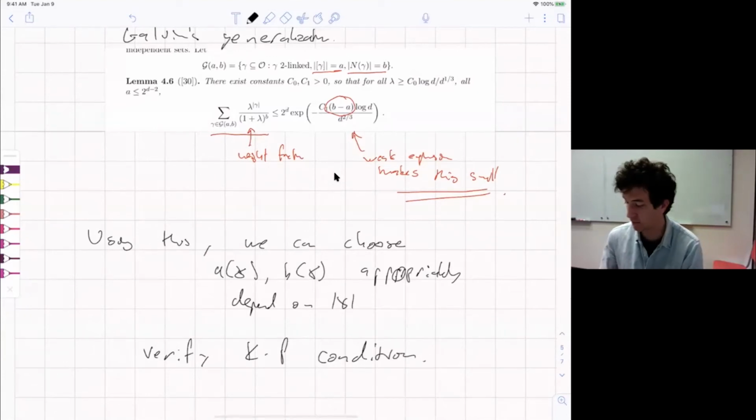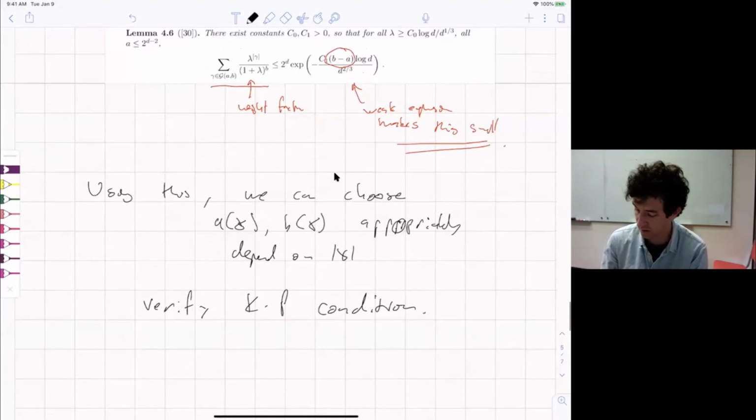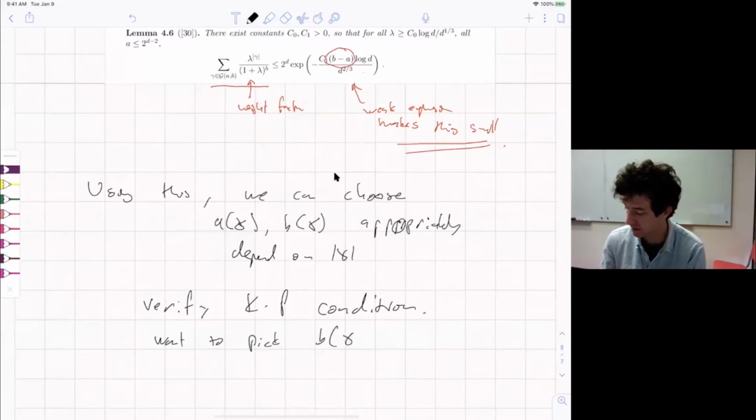It's important here to pick B of gamma as large as we can, because this lets us truncate and get better error bounds.